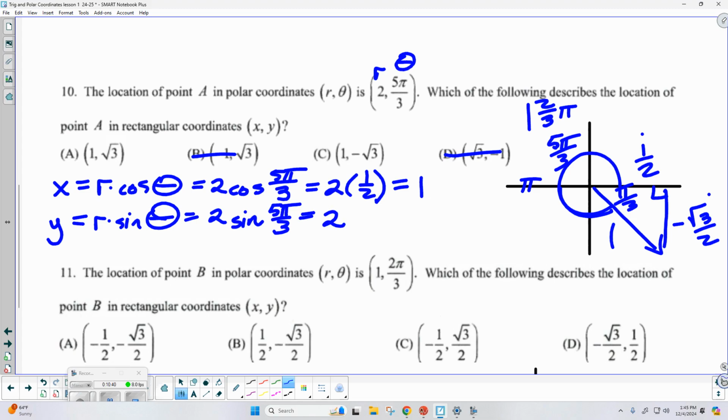Now for the second one, sine of 5/3 pi, that's a negative root 3 over 2. So that's going to be a negative root 3. And my answer is what? C.